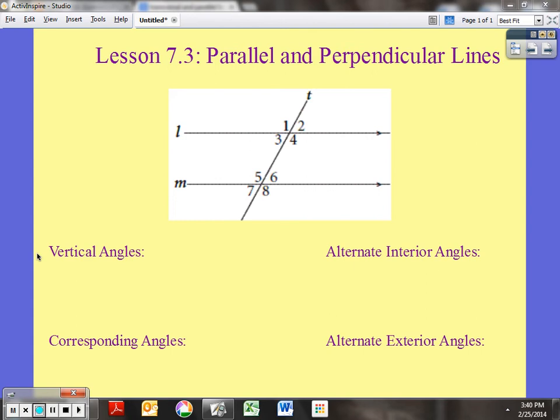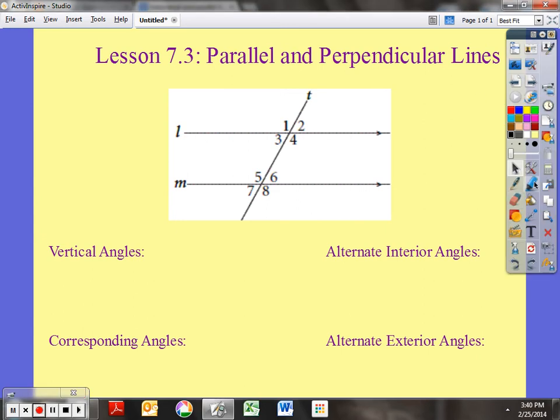I wanted to come to a little review for today's lesson, lesson 7.3, parallel and perpendicular lines. A lot going on here, so let's take a look at what we have. First thing I notice when looking at this illustration above is I have line L. Line L is parallel to line M. Those two lines are parallel. Again, parallel lines never touch. They will never intersect. So I have line L is parallel to line M.